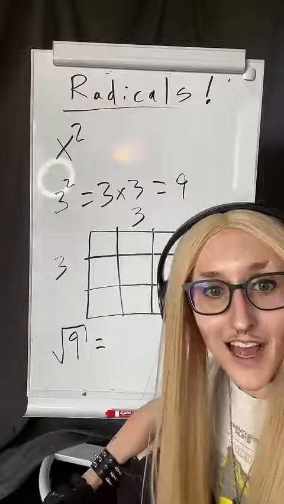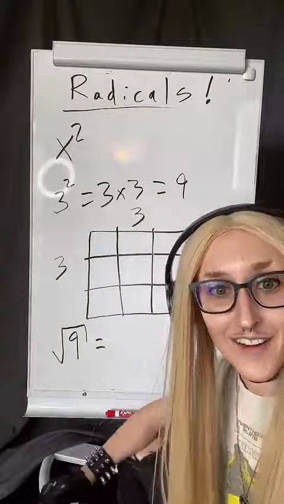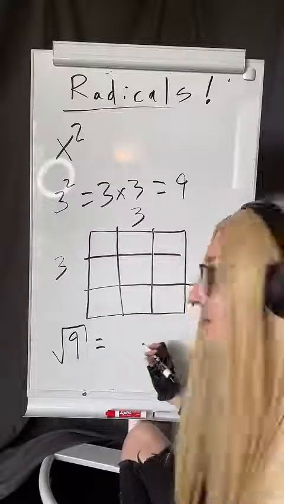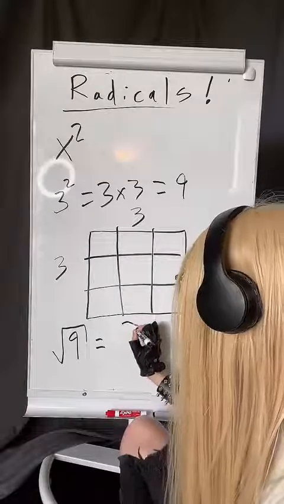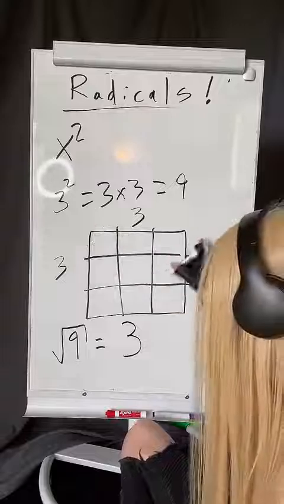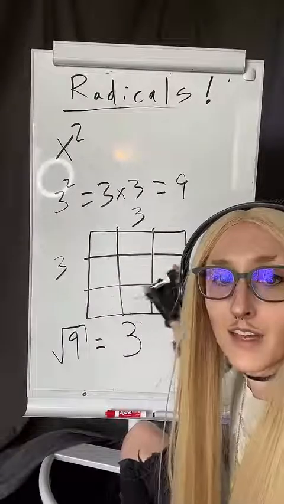That's why we call it that. I think that's kind of cool. That's what a square root is doing. It's undoing that for us. So the square root of 9 is 3. My side lengths need to be 3 to get a square with 9 in it.